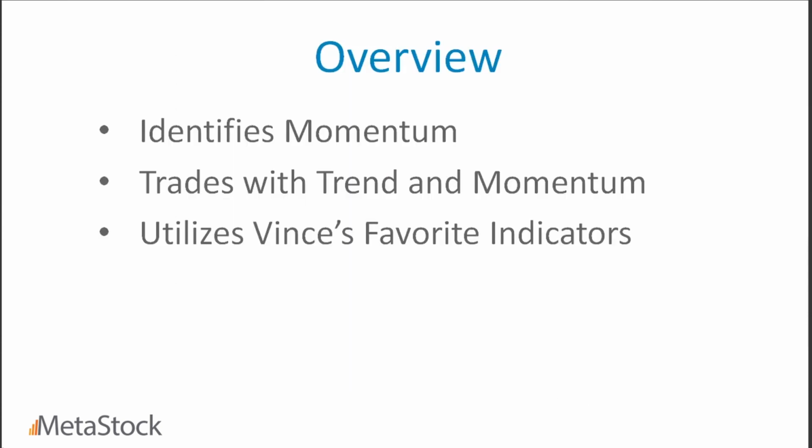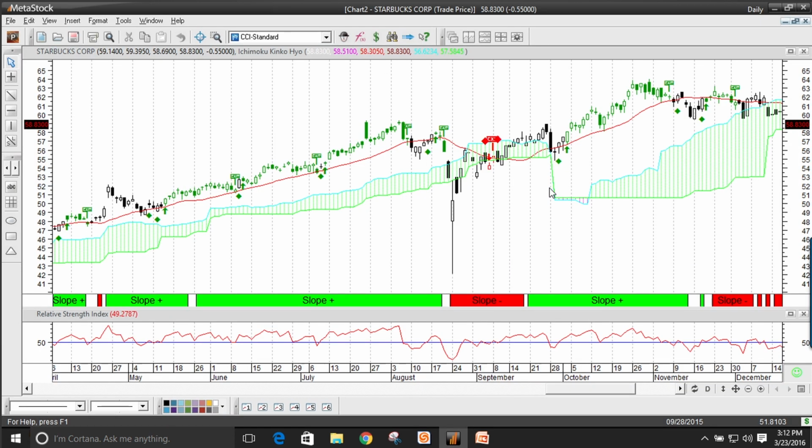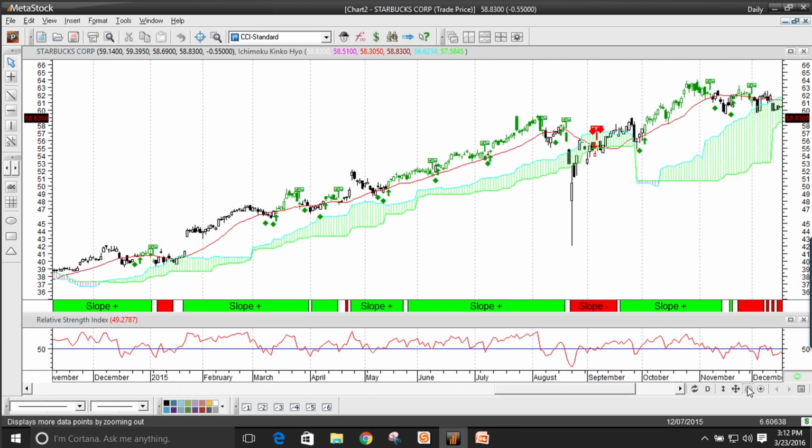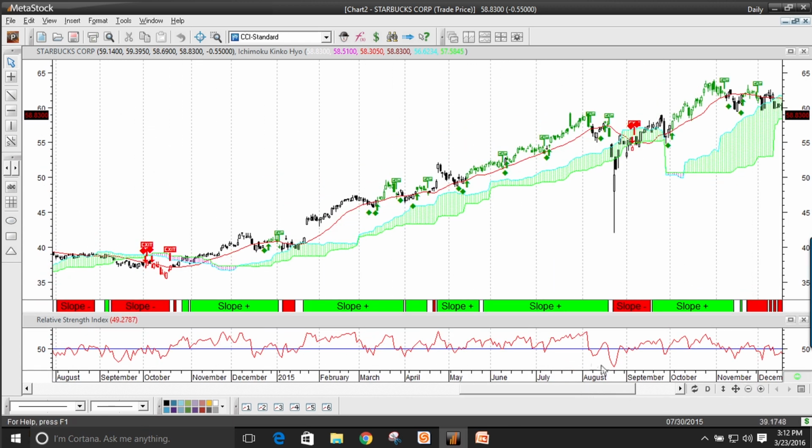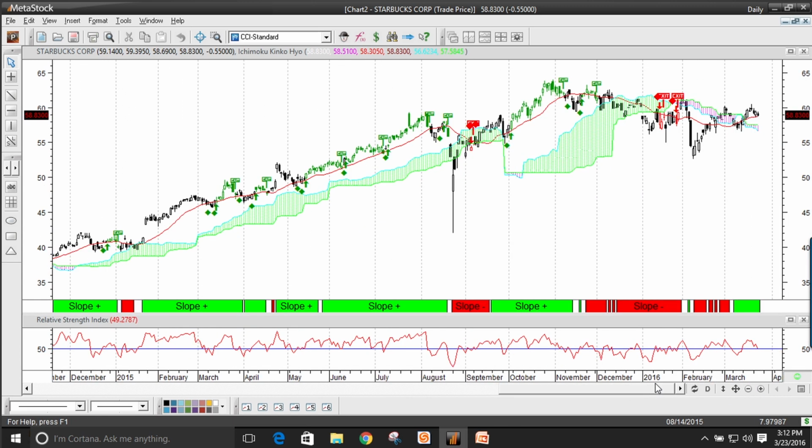Winning momentum strategy uses momentum, and it uses some of Vince's favorite indicators around momentum. It's designed to look at the trend and trade with the trend and use momentum. So I actually want to show you how it works in MetaStock. I'm going to go ahead and swap over into MetaStock. This is a chart of Starbucks that I've pulled up with the winning momentum strategy in place.